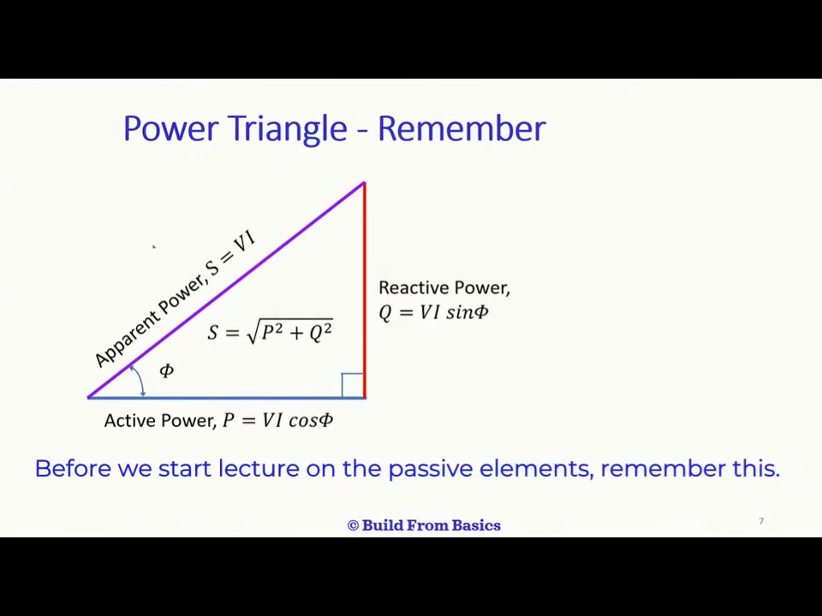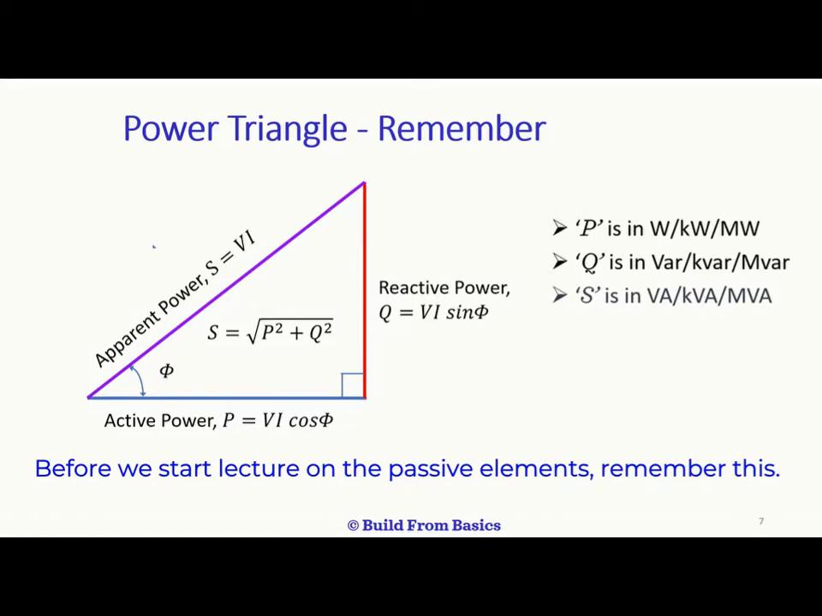Active and reactive power, together they make the apparent power. The active power is the multiplication of RMS voltage V, RMS current I, and the cosine of the angle between them. The units of active power are watts, kilowatts, or megawatts. The reactive power is the multiplication of RMS voltage, current, and the sine of the angle between voltage and current. The unit of reactive power is kilovolt ampere reactive.